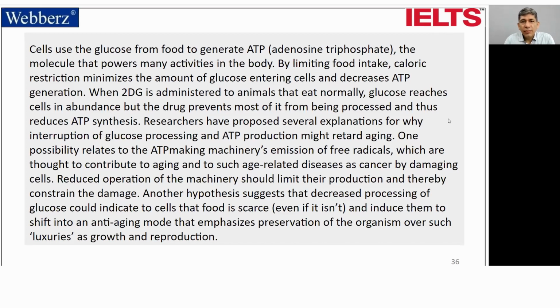Researchers have proposed several explanations for why interruption of glucose processing and ATP production might retard aging. One possibility relates to ATP making machinery's emission of free radicals, which are thought to contribute to aging and to such age-related diseases as cancer by damaging cells. Reduced operation of the machinery should limit their production and thereby constrain the damage. Another hypothesis suggests that decreased processing of glucose could indicate to cells that food is scarce, even if it isn't, and induce them to shift into an anti-aging mode that emphasizes preservation of the organism over such luxuries as growth and reproduction. Excellent. Very well done, Jyoti.